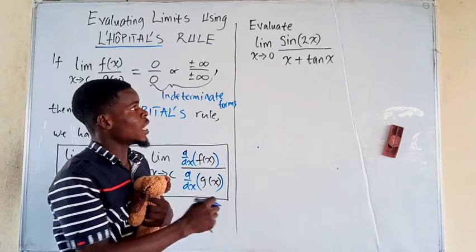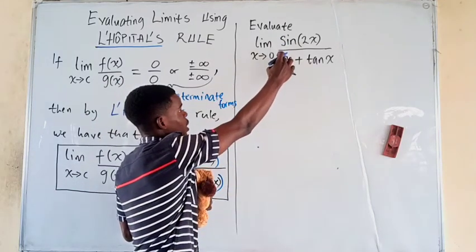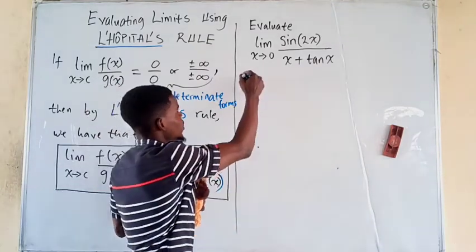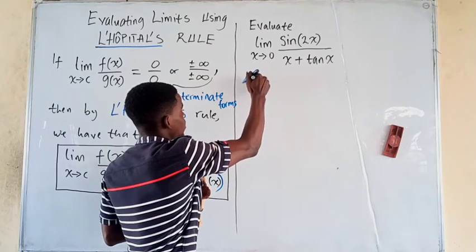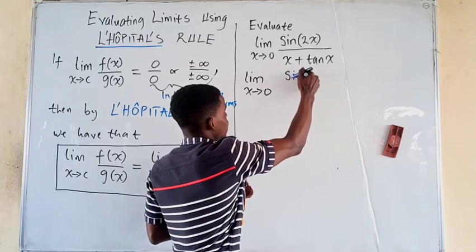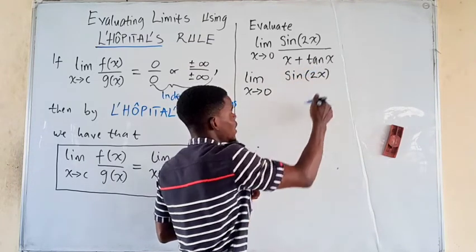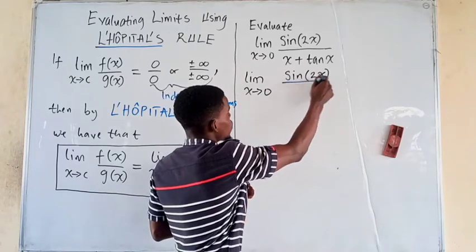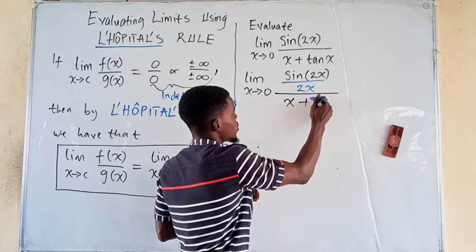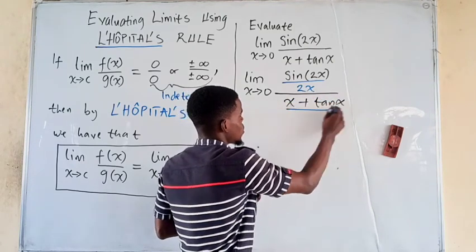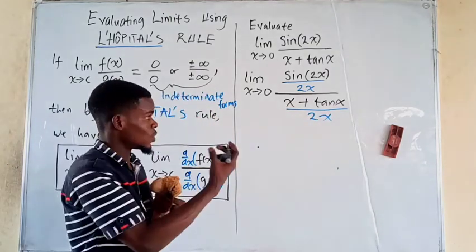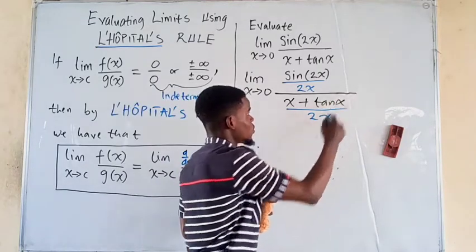I'm going to start by multiplying the function at the top and the bottom by 1 over 2x, or you can say, let's divide the top and bottom by 2x. So I'm going to put this down as the limit as x tends to 0 of the numerator, sine 2x, divided by 2x, and I do the same to the denominator: x plus tangent of x, divided by 2x. This is just a way I can check before we use L'Hopital's rule.